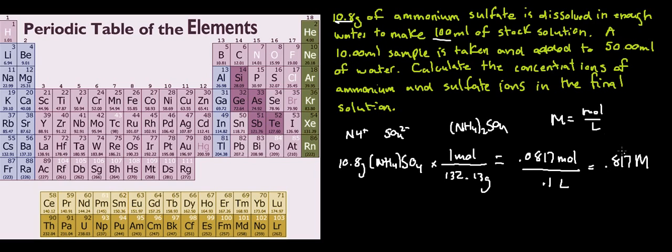Now that I have the concentration, I then take this stock solution and I take out a 10 milliliter sample and I add it to 50 milliliters of water. So the next thing I need to do is figure out how many moles is in that 10 milliliters, and I can do that because I have the concentration and I can just multiply it by 10 milliliters.